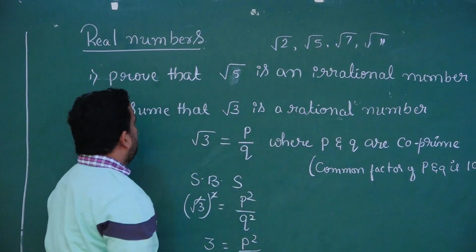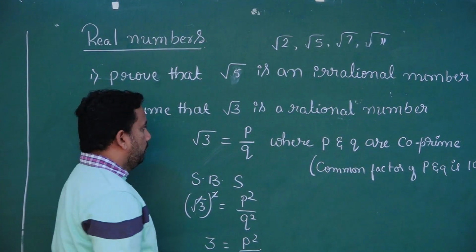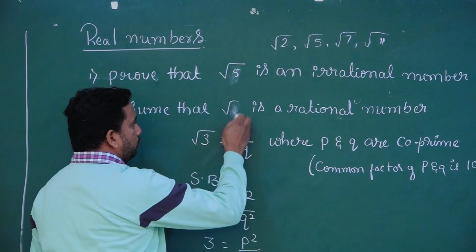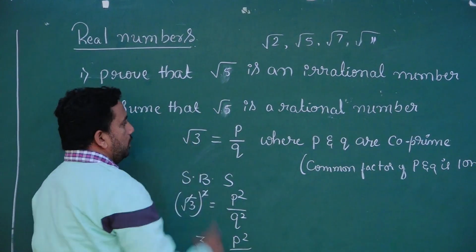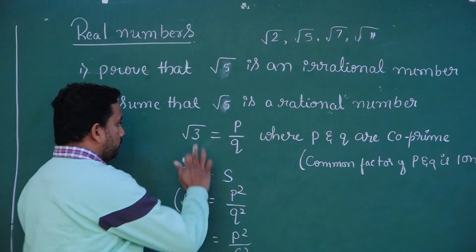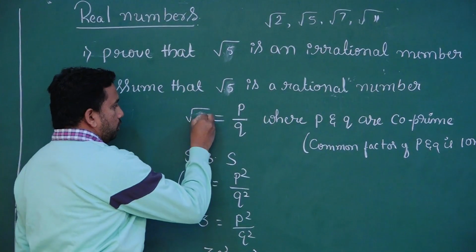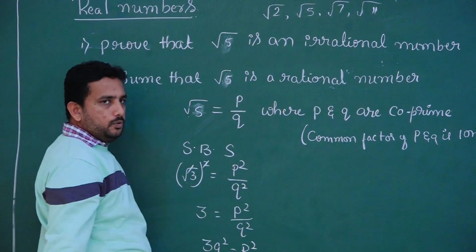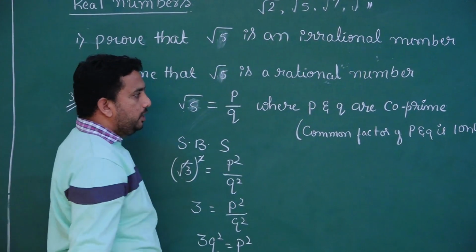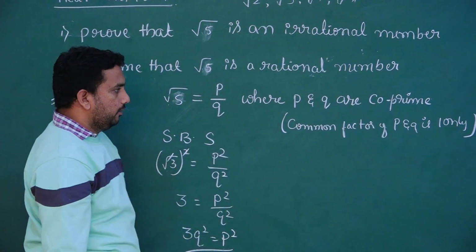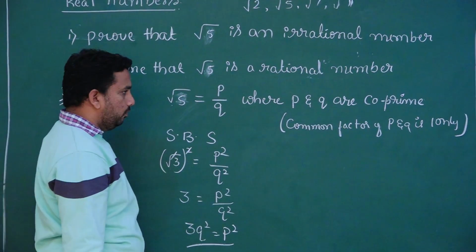So same statement. Prove that root 5 is an irrational number. Here we change root 3 into root 5. Assume that root 5 is a rational number, so we take root 5 equal to p by q. Same procedure: p and q are co-prime, and the only common factor of p and q is 1.